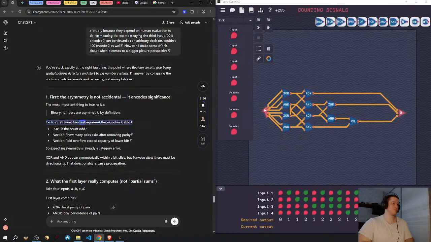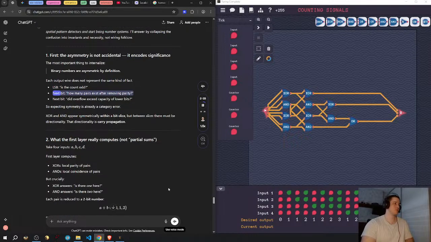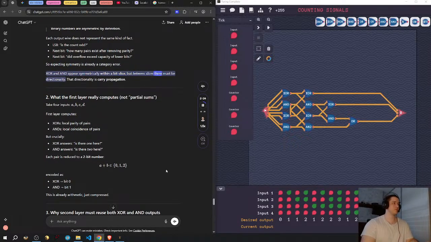Each output wire does not represent the same kind of fact. LSB: is the count odd? Next bit: how many pairs exist after removing parity? Next bit: did overflow exceed the capacity of the lower bits? So expecting symmetry is already a category error. XOR and AND appear symmetrically within a bit slice, but between slices, there must be directionality. That directionality is carry propagation.